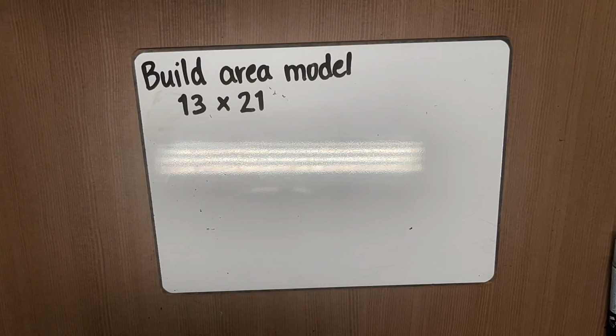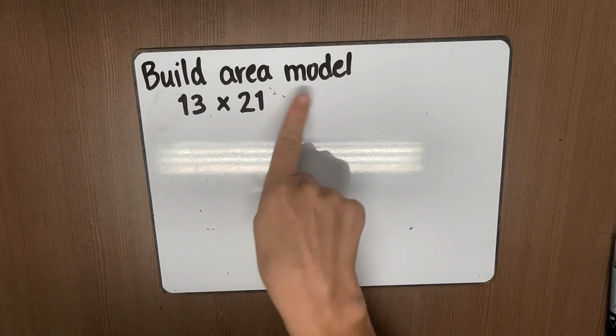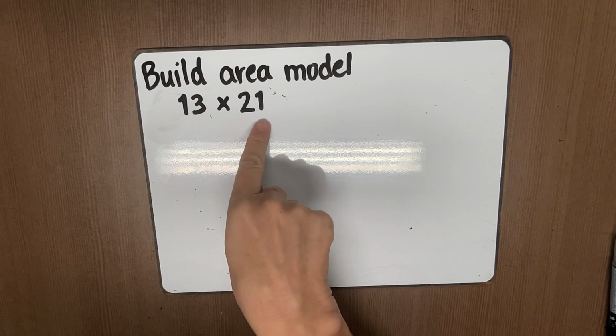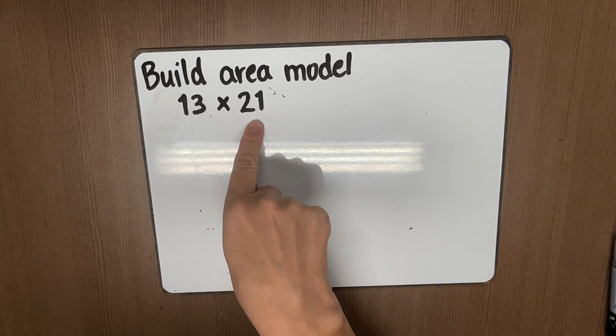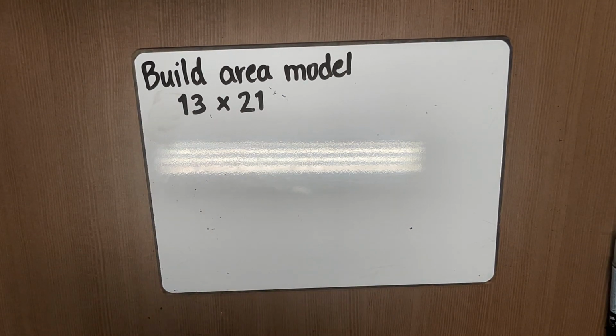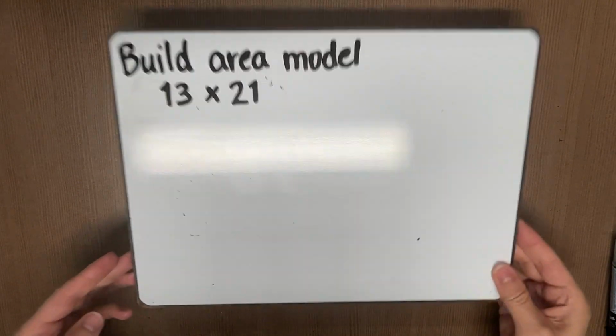Let's try another one. Build an area model for 13 times 21. 13 groups of 21, or 13 by 21. Pause the video and give it a go. Okay, let's see how you did.